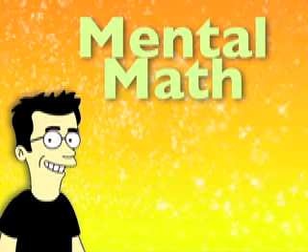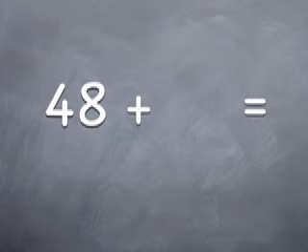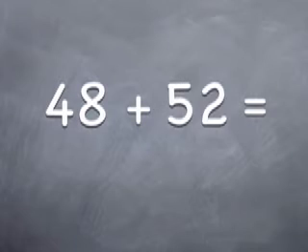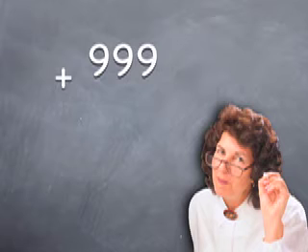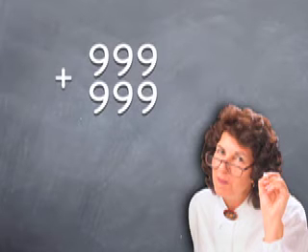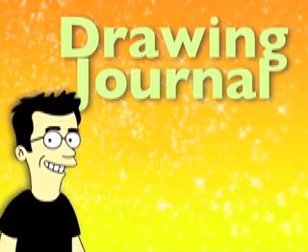Let's continue on by taking a look at mental math, specifically giving kids a question such as this. 48 plus 52, have them do it quietly and then share how they solved it. That question alone is worth a half-hour discussion. It's incredible. Or how would they add up 999 plus 999? I have a video, by the way, that shows how to do that in a really cool way.